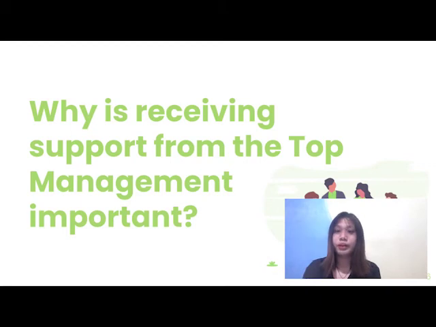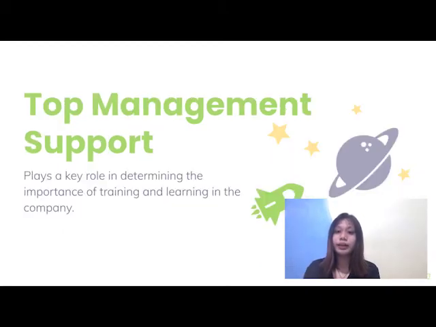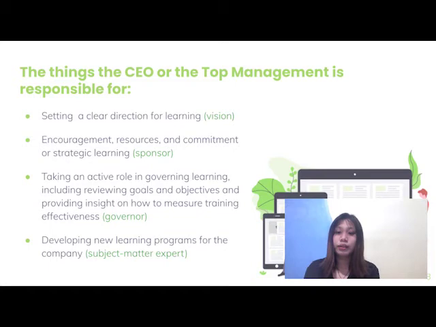Moving on to top management support. The CEO, the top manager in the company, plays a key role in the importance of training and learning in the company. Here are some of the things that the CEO is responsible for. 1. Setting a clear direction for learning: vision. This is how the CEO or the top management in the company views the company, how the company is going to be in the future.